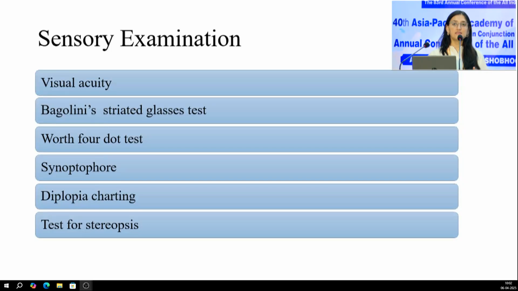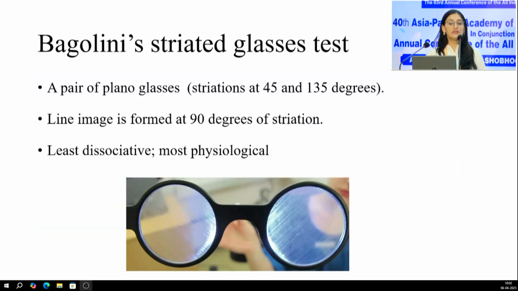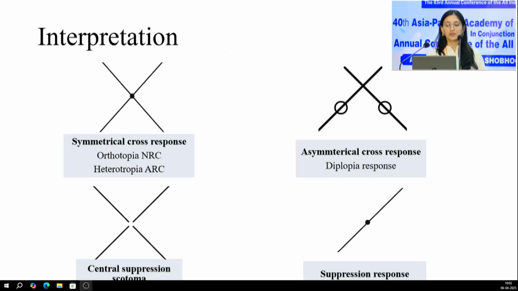Now the sensory examination again consists of visual acuity, Bagolini, Worth 4 dot, synoptophore, diplopia charting, and tests for stereopsis. So Bagolini's striated glasses are a pair of plano glasses with striations that are 45 and 135 degree. So what we are going to do is we are going to convert a point source into a line source of light. This is the least dissociative and the most physiological test. So this is how the patient might interpret the test.